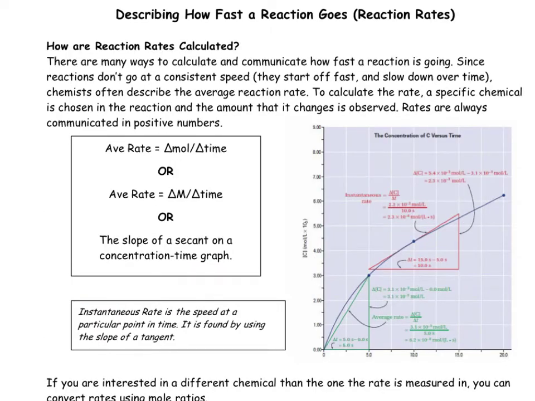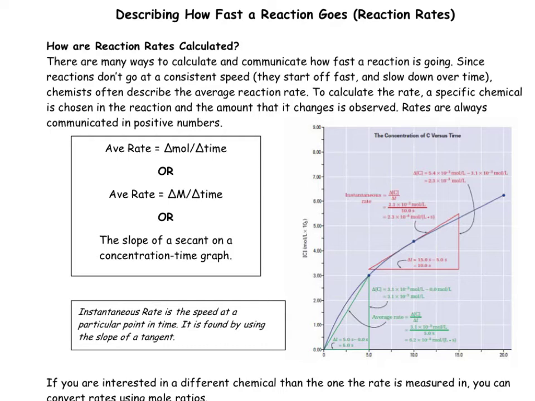There are many ways to calculate and communicate how fast a reaction is going. Since reactions don't go at a consistent speed, they start off fast and slow down over time, chemists often describe the average reaction rate. To calculate the rate, a specific chemical is chosen in the reaction and the amount that it changes is observed. Rates are always communicated in positive numbers, even if you have chemicals being consumed.